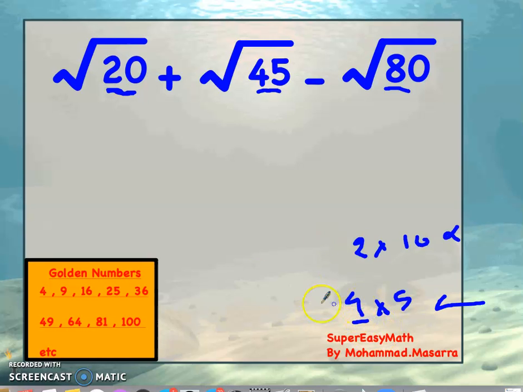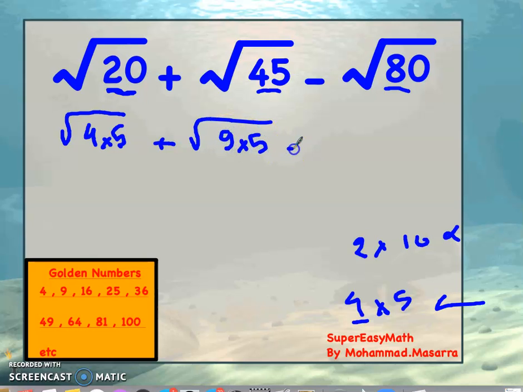So we need one golden number. So 20 can be written as square root of 4 times 5 plus 45. So 45 can be written as 9 times 5, and 9 is a golden number, so it's acceptable. Minus 80. We can write 80 as 2 times 40, but neither 2 nor 40 is a golden number, so we will not take it. We can write it also as 16 times 5. So 16 times 5 is equal to 80, and 16 is a golden number, so it's acceptable.